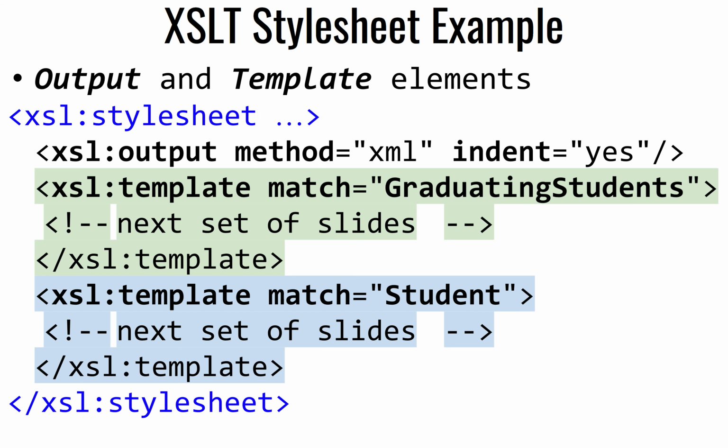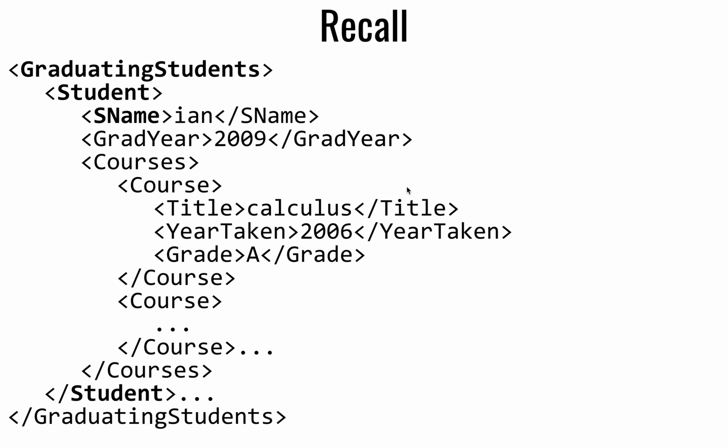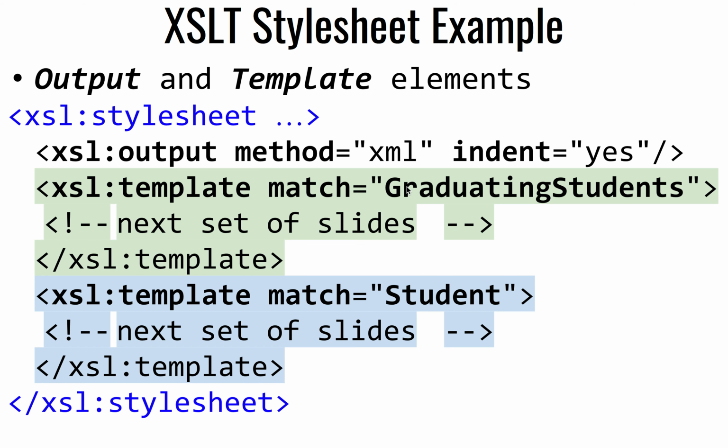So here's an example where, if you have this XML document as an input, it can pattern match the elements. And when the pattern matches, it can generate the output here.